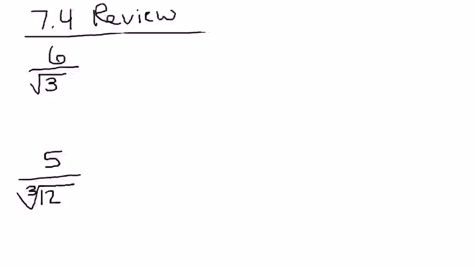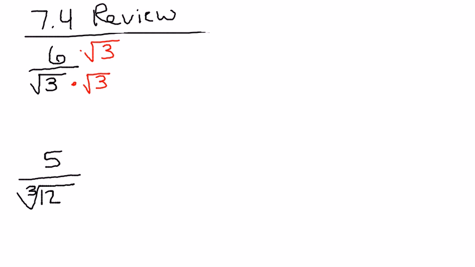Alright, I'm going to run through rationalizing denominators for a quick 7.4 review. It's one of the things we did in 7.4. Real quick, if you have a square root in a denominator, like we do in the first example here, 6 divided by the square root of 3, then you can simply multiply the denominator and the numerator by the square root factor that is in the denominator.